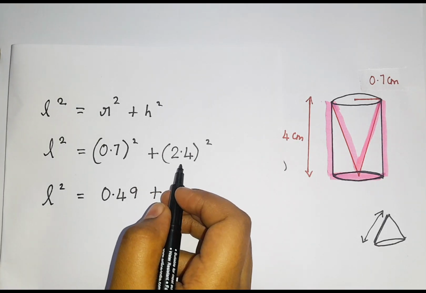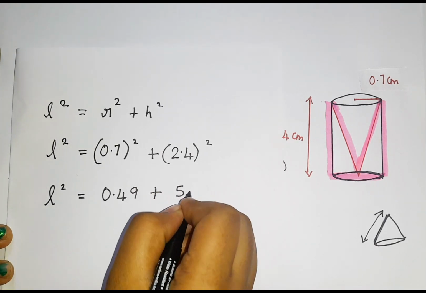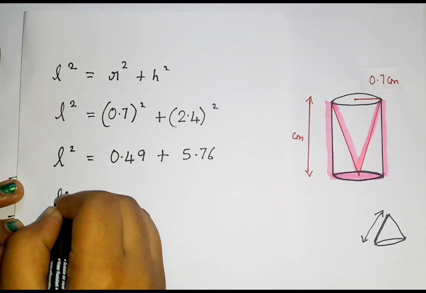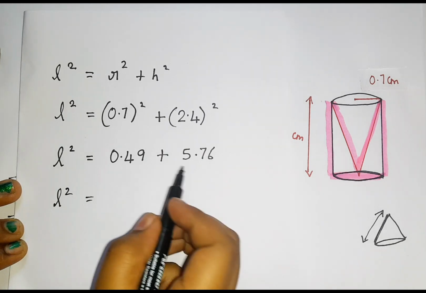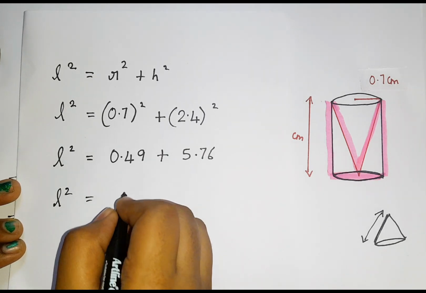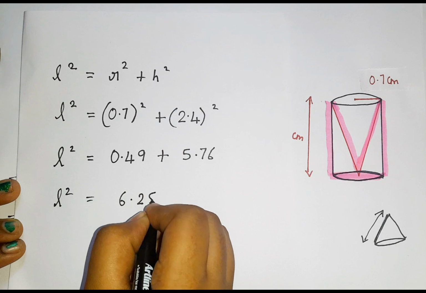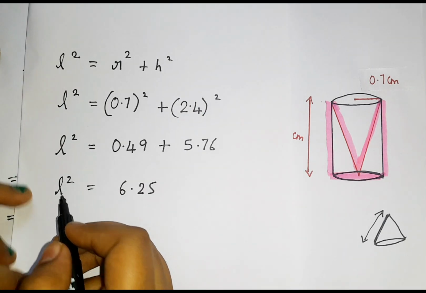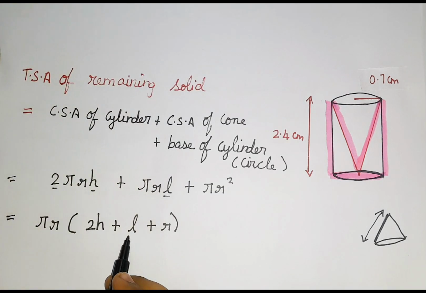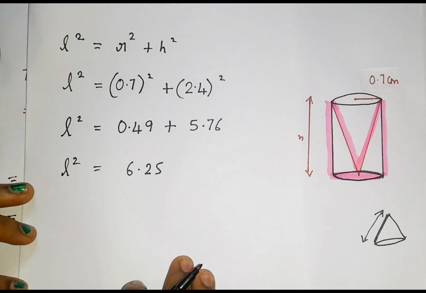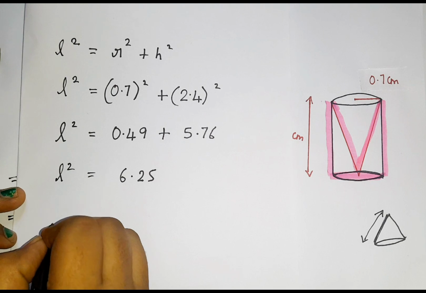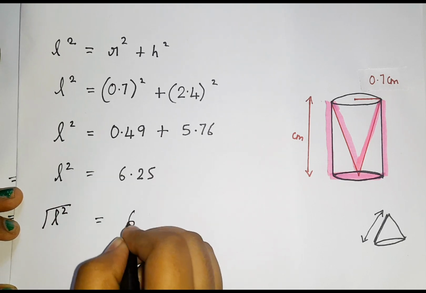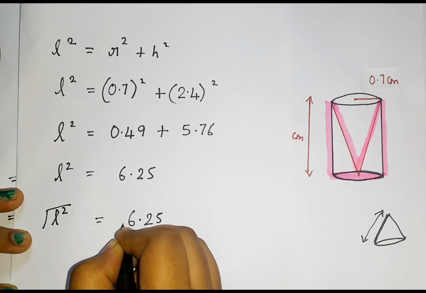So 2.4 into 2.4 is 5.76. Alright, so now l square is equal to, when we just add them, we get 6.25. Now here we have a square, so we don't want l square's value, right? We need only l's value. To find that, we are supposed to cancel the square. How? We are supposed to put root. If we put root here, then we are supposed to put the root here as well.